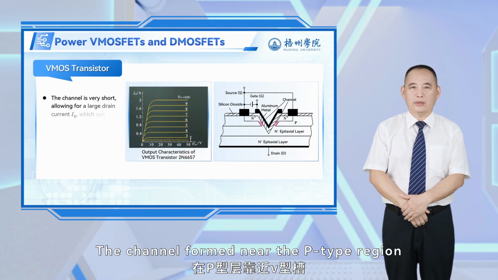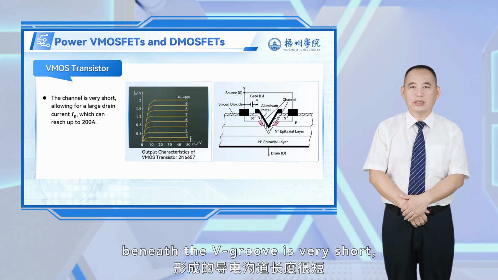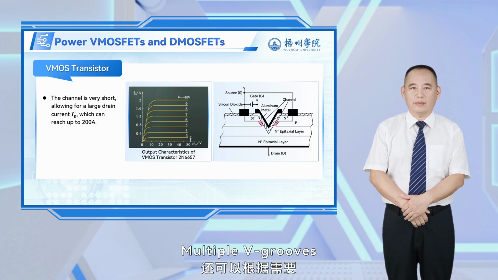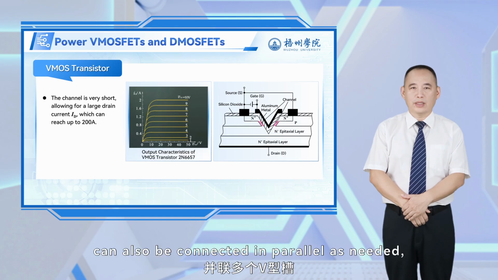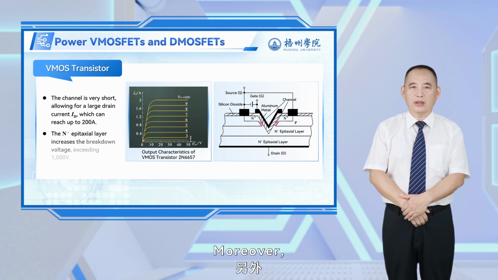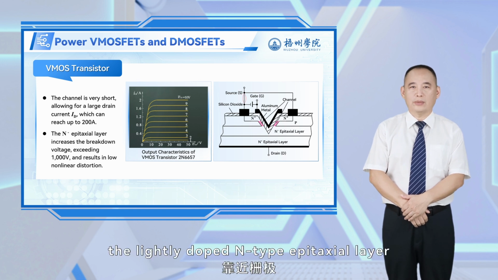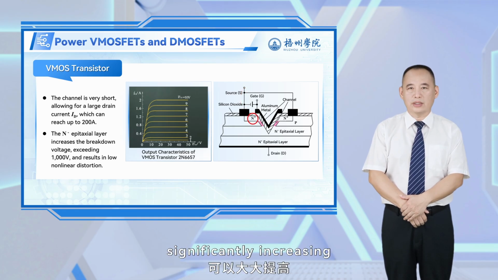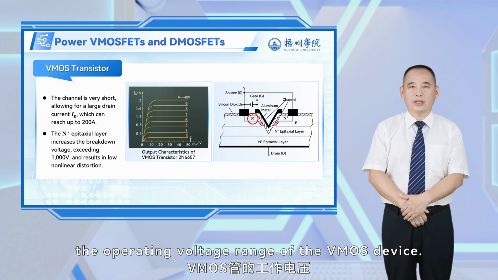The channel formed near the P-type region beneath the V-groove is very short, and the channels on both sides of the V-groove are connected in parallel. Multiple V-grooves can also be connected in parallel as needed, allowing large currents to flow through the channels. Moreover, the lightly doped N-type epitaxial layer near the gate can withstand high voltages, significantly increasing the operating voltage range of the VMOS device.